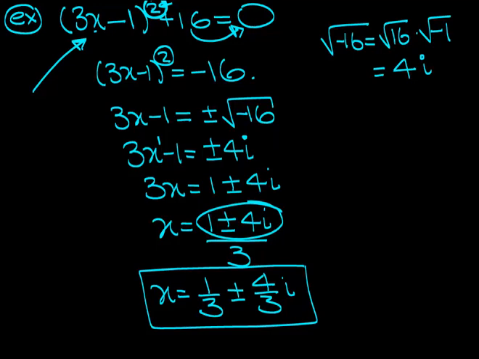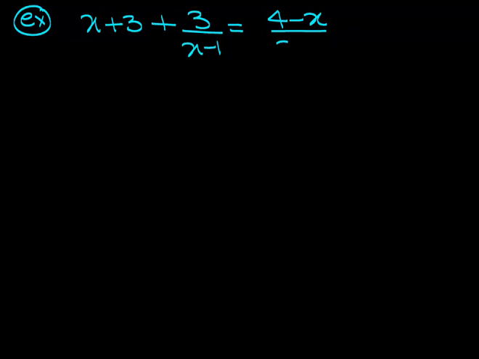Okay. Now, not all equations are going to be so nicely set up for us. Sometimes we're going to have to work at them a little bit to get them in the form that we can work with. Okay. So let's take a look at that. So let's say I have an equation that looks like this: x plus 3 over x minus 1 is equal to 4 minus x over x minus 1.